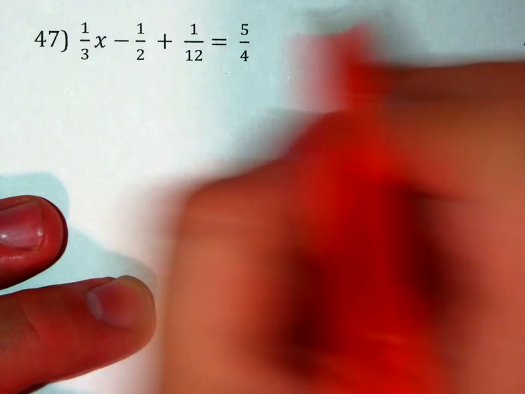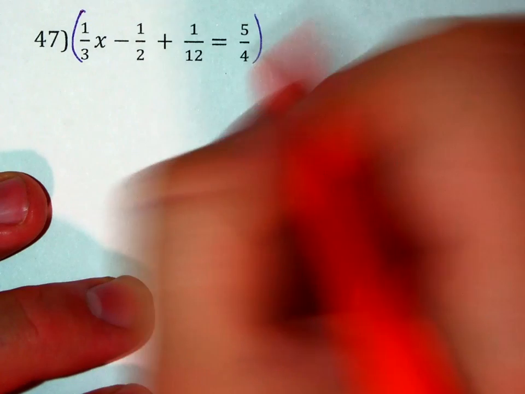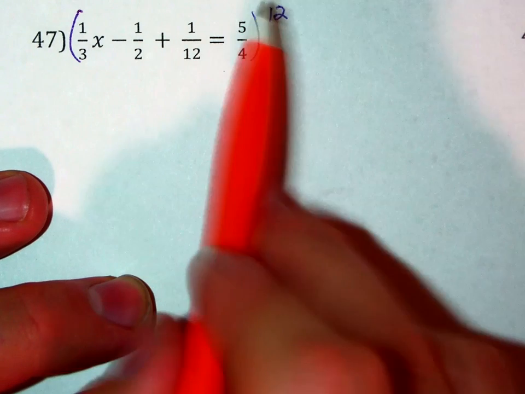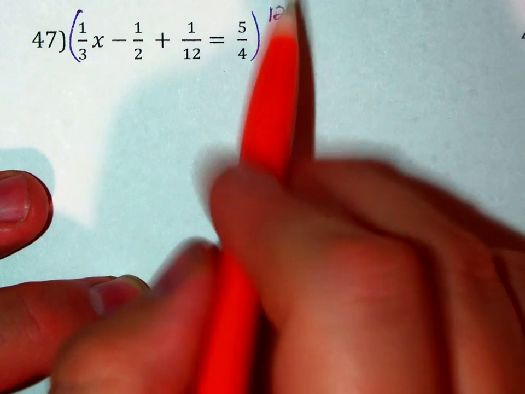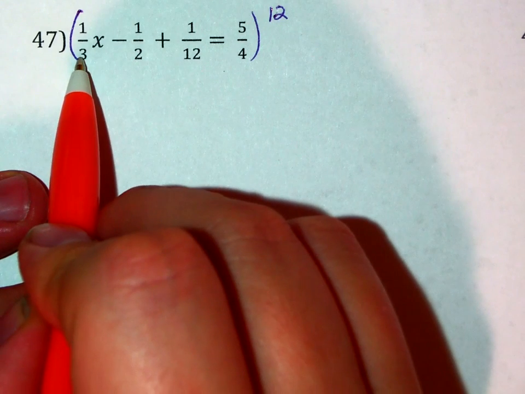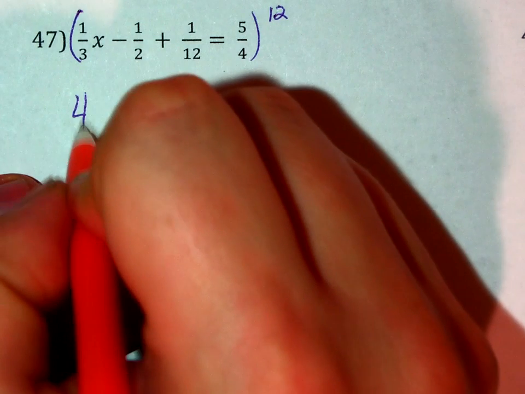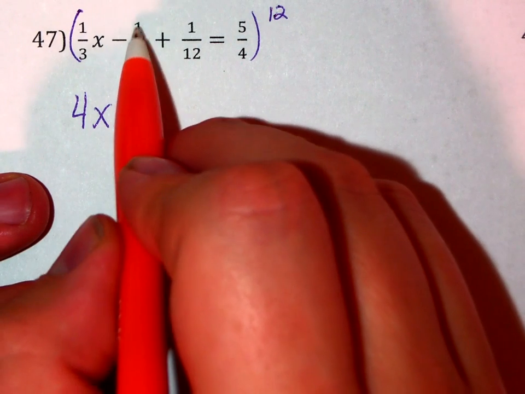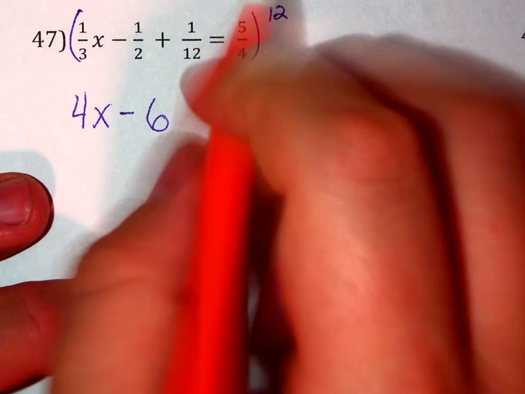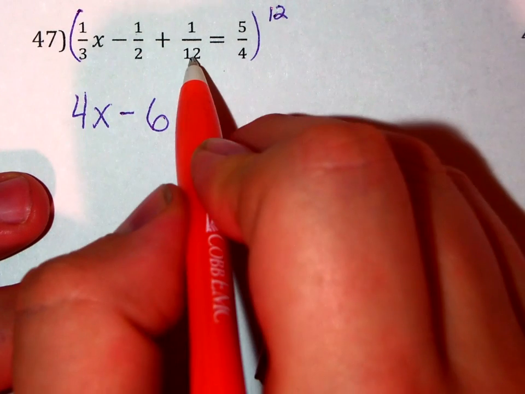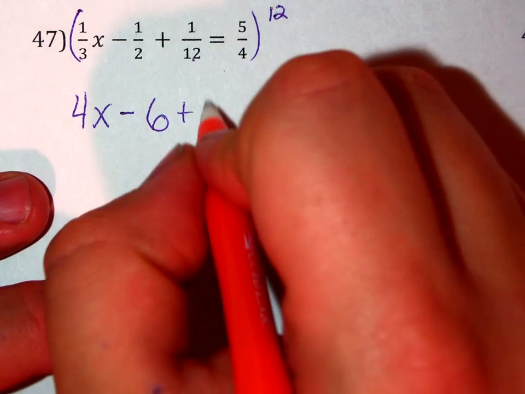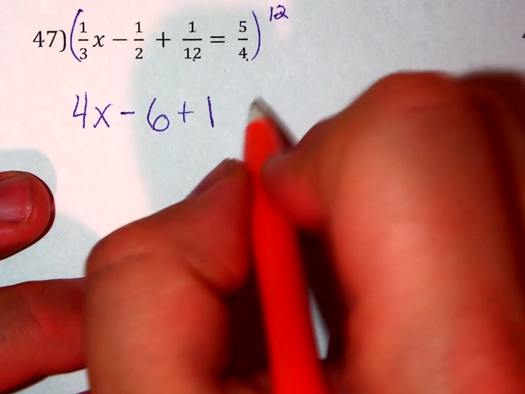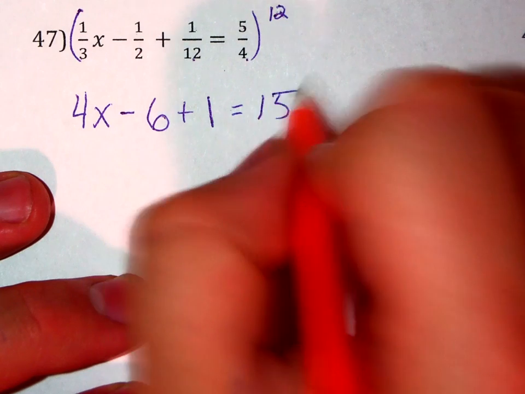47, 48. We found the LCD and multiplied the entire equation by it. In this case, that would be 12. So I would ask myself, 12 divided by 3 is 4, times 1 would be 4x, minus 12 divided by 2 would be 6, times 1 is 6, plus 12 divided by 12 is 1, times 1 is 1. 12 divided by 4 is 3, times 5 is 15.